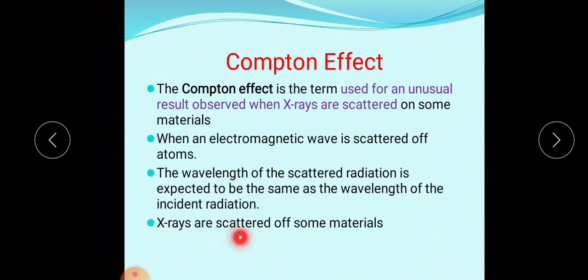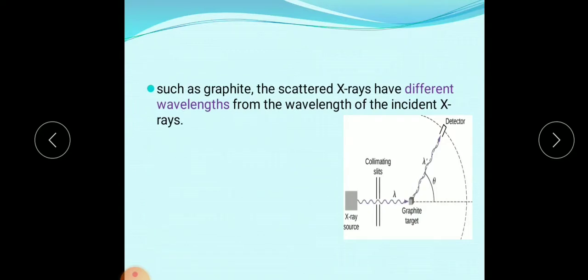The X-rays are scattered off some materials. This is the diagram of the Compton effect. This is the X-ray source. It emits X-rays of wavelength lambda, which strike a graphite target. Now the explanation of the diagram: after scattering from graphite, the scattered X-ray has a different wavelength from the wavelength of the incident X-rays.